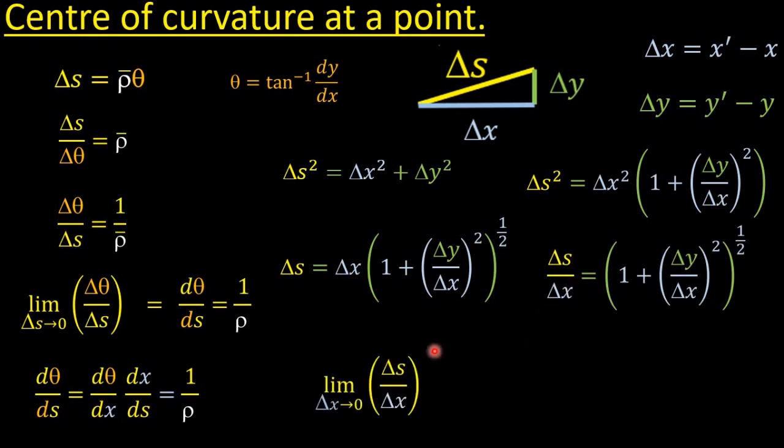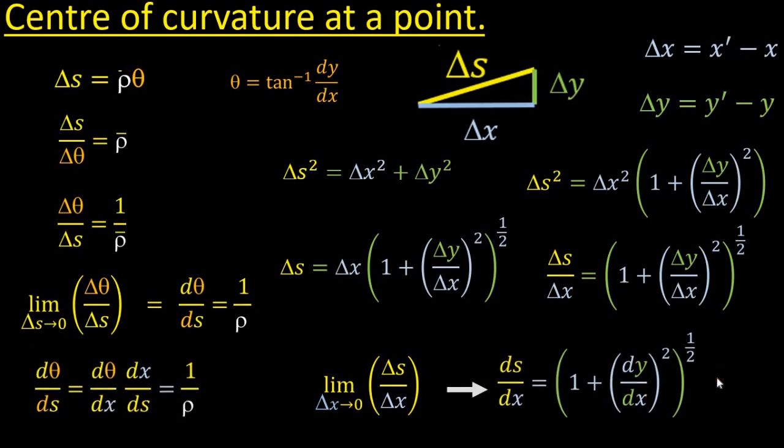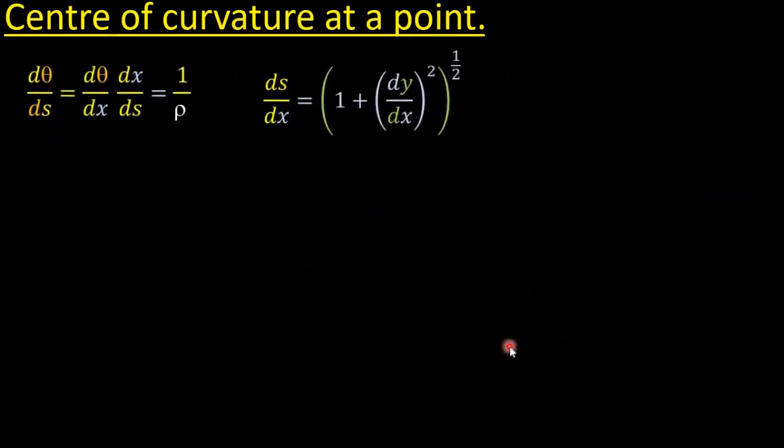And then if I take the limit as delta x approaches 0 for delta s by delta x, I'm going to get this equation here. Okay, so ds dx equals 1 plus dy dx squared raised to the power of a half. So what I'm going to do now is take this equation and this equation, and put them there.